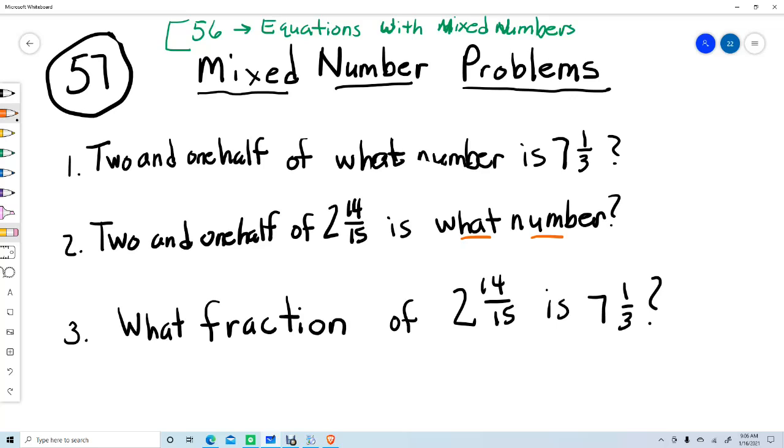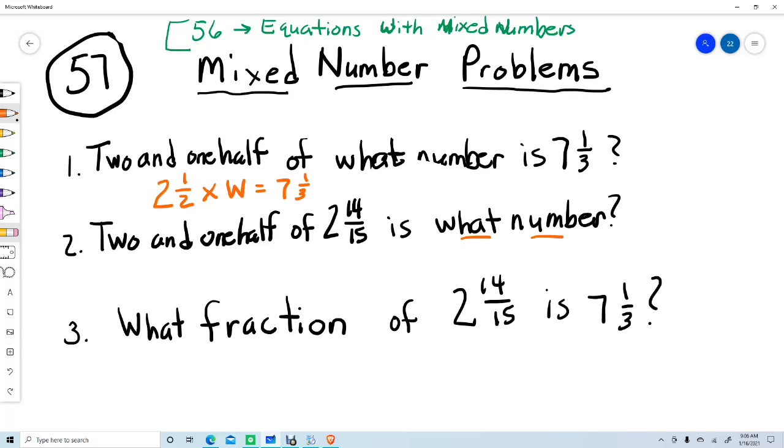Okay, looking at number 1, they're going to give you something that looks like this. 2 1/2 of what number is 7 1/3? Let's convert that to a math problem. Hopefully right off the bat you see 2 1/2 and you recognize that to be just the mixed number 2 1/2. Of what number equals 7 1/3?